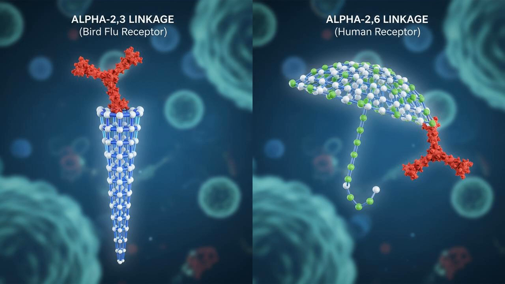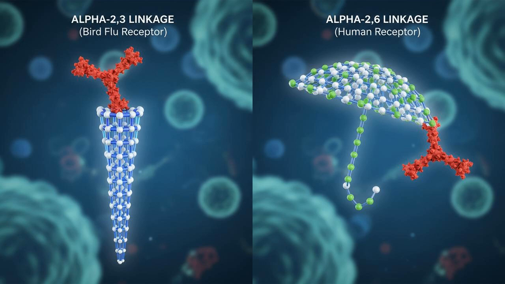In wild birds, like ducks and gulls, the sialic acid is attached via what is called an alpha-2,3 linkage. Structurally, this looks like a straight cone. Avian flu viruses have hemagglutinin spikes shaped perfectly to grab this cone. However, in the human upper respiratory tract, the dominant structure is the alpha-2,6 linkage. This looks like a bent umbrella. This molecular geometry is the main reason you don't catch the flu from a pigeon in the park.